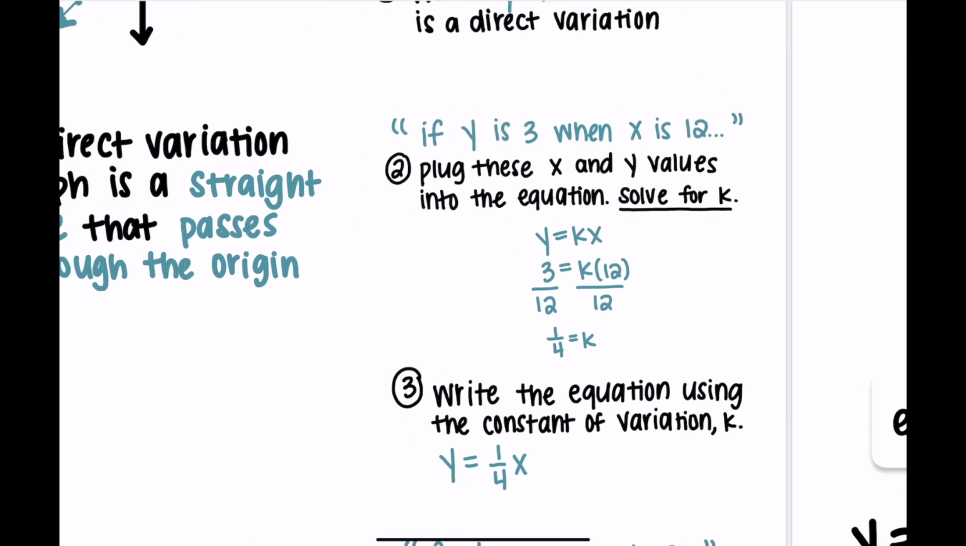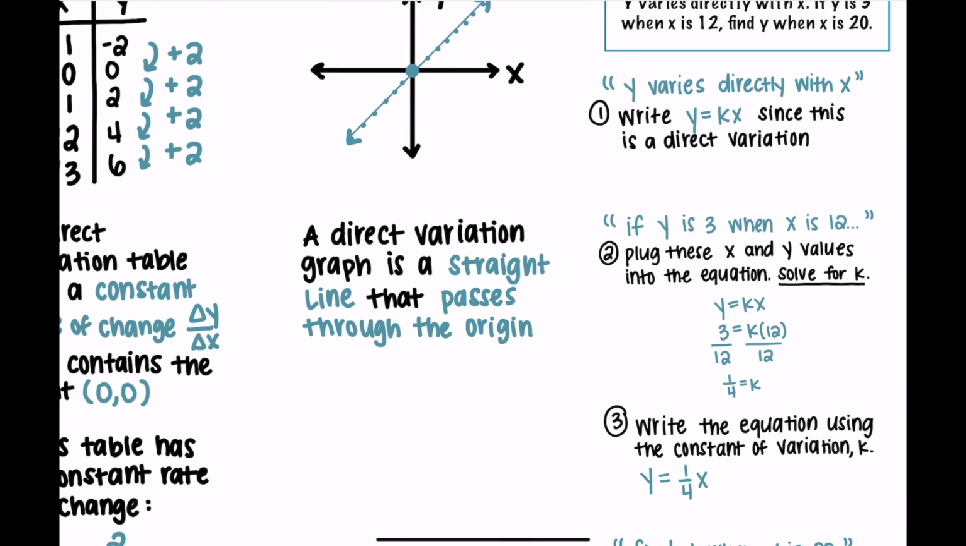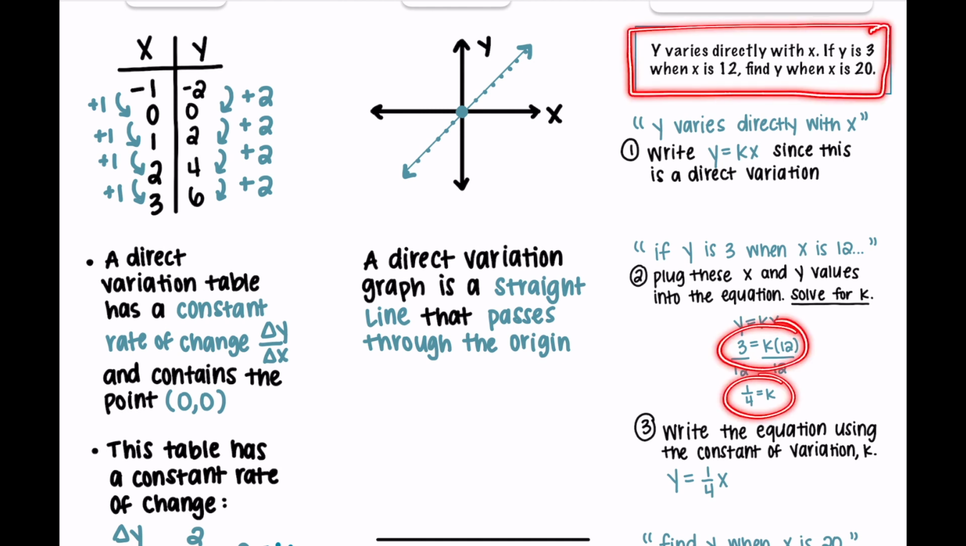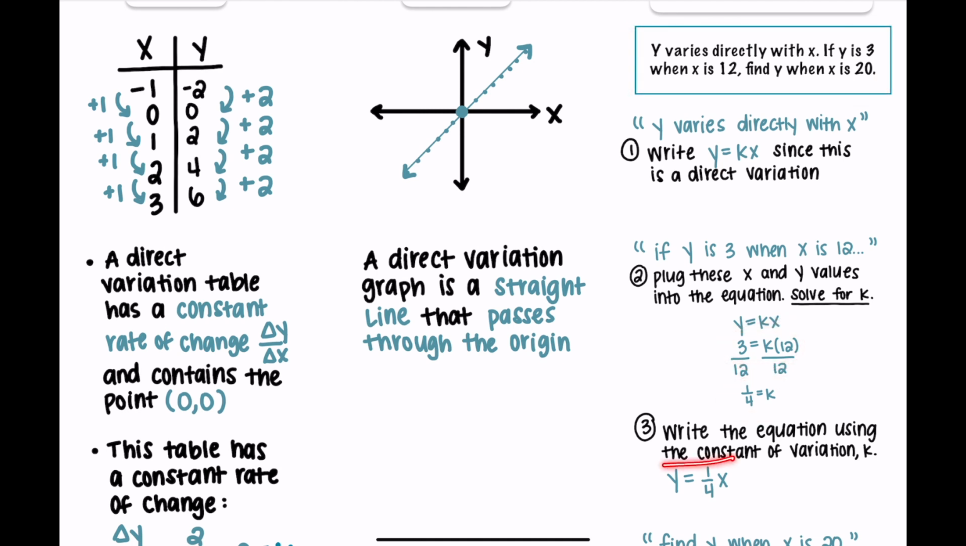All right, so let's look back at where we came from here. Y varies directly with X, so Y equals Kx. If Y is 3 when X is 12, we plugged those in and found that K is 1/4. So our constant of variation is 1/4, and our linear direct variation equation is Y equals 1/4 X.